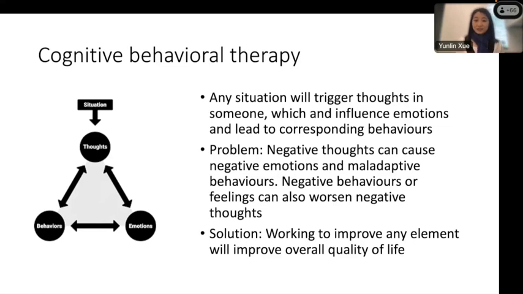But interestingly, improving any element of this triangle, such as improving the behavior, improving your emotions, or improving your thoughts, can actually improve the whole cycle and lead to an overall improvement in the quality of life.